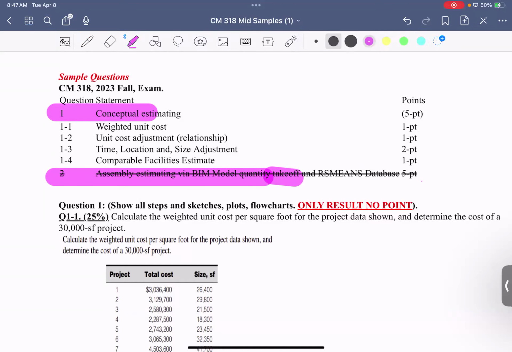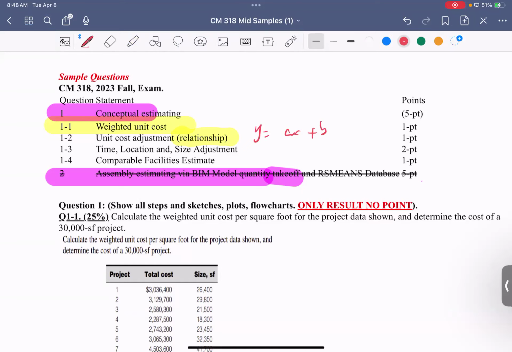Okay. If you're looking for the example sample, you will see our question one is regarding the weighted unit cost, which is the same as your assignment one. And question two is using the unit cost adjustments. I give you a notice here: this is about the relation. Relation means y is equal to ax plus b, right? So you need to use that in this one.